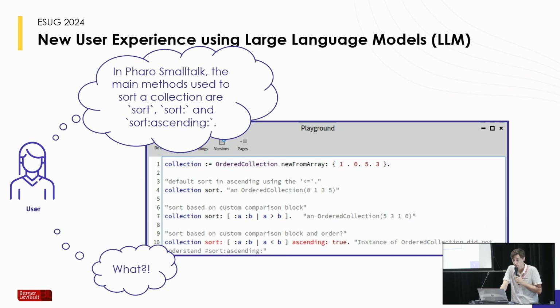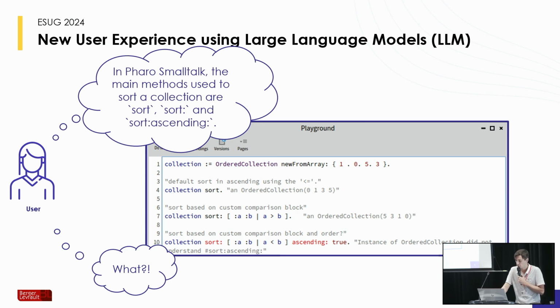So, okay, the user comes back to his code. It's like, okay, now I'm going to use sort. Okay, cool. It ordered my collection from the smallest to biggest. Now I want to try sort with a custom comparison block. And okay, great, I sorted it in descending order. And finally, he's going to say, okay, let me try sort ascending. And there he's going to see, okay, that doesn't work. And so he'll say, what happened?